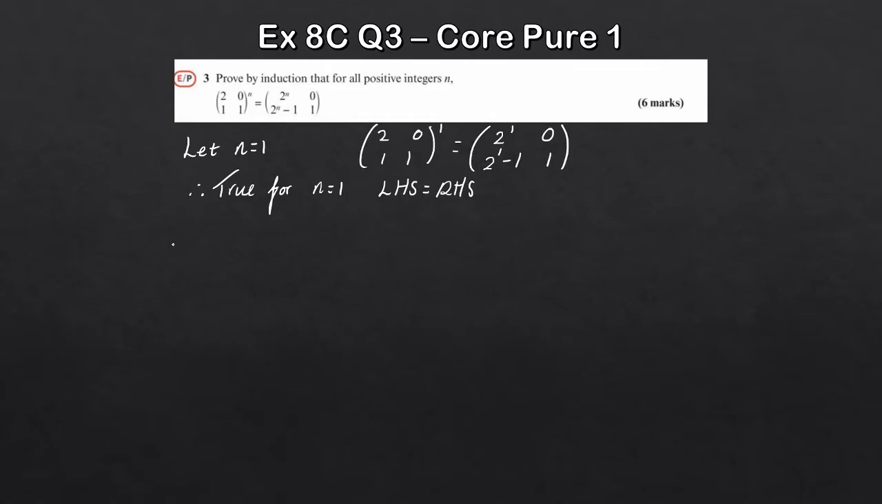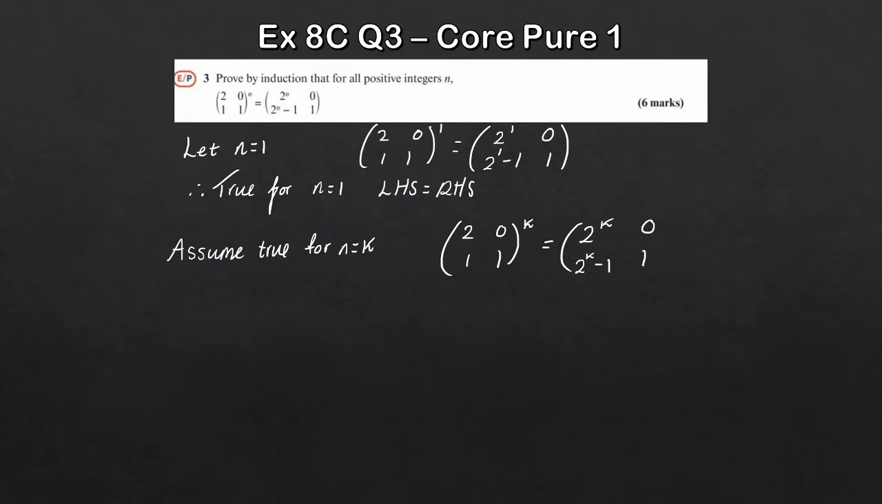Next step, like always, we assume it's true for n equals k. So assume true, n equals k. So if it is true for n equals k, what we're saying is (2, 0, 1, 1) to the power of k is going to be equal to this. Again, wherever you see an n on the right-hand matrix, replace it with a k. So 2 to the k, 2 to the k minus 1, 0 and 1.